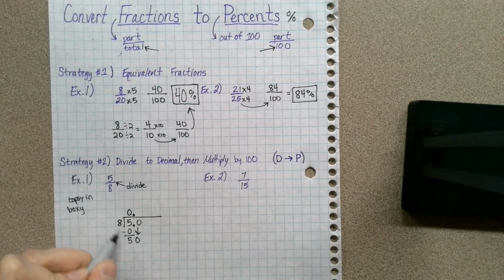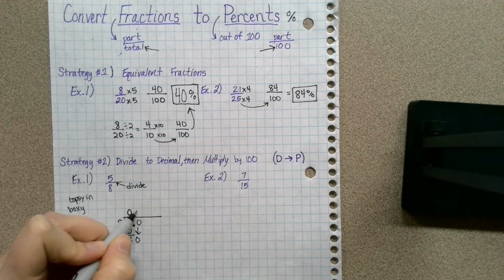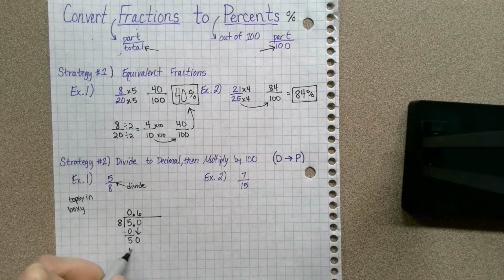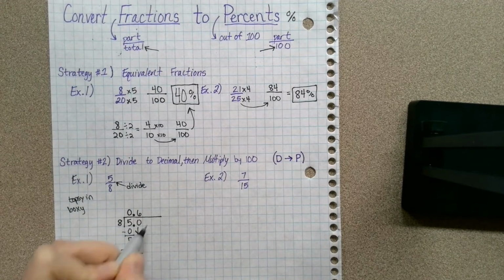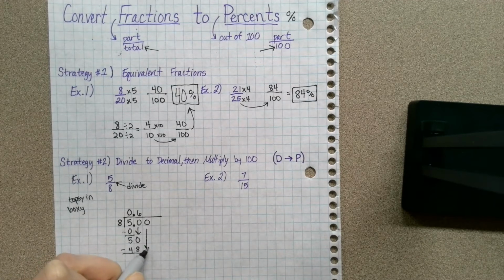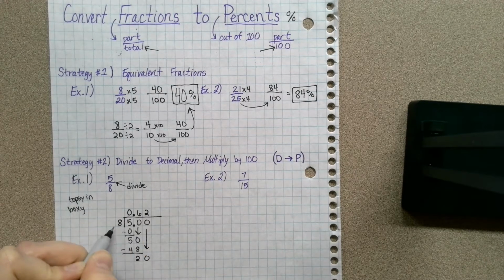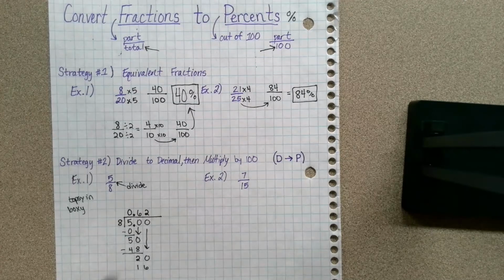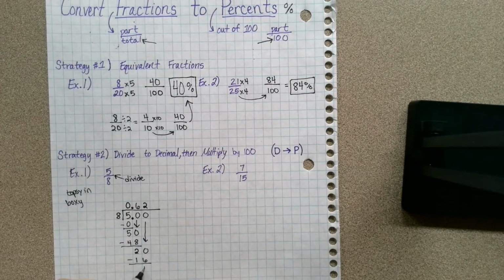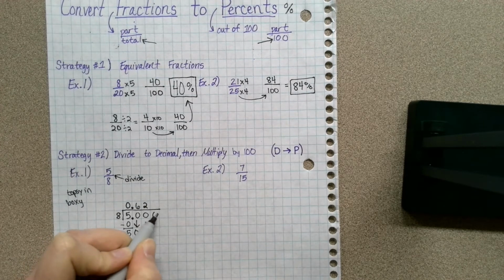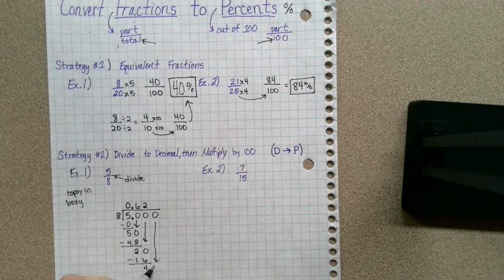So we have to add a 0 in order to bring it down. So now we're checking 8 into 50. We know that 6 times 8 is 48, and that's as close as we can get. So we have 2 left over, so we have to add another 0 to bring it down. 8 goes into 20 2 times, because 2 times 8 is 16. When we subtract, we have 4 left over, so we must add another 0. And now 8 goes into 40 5 times exactly.